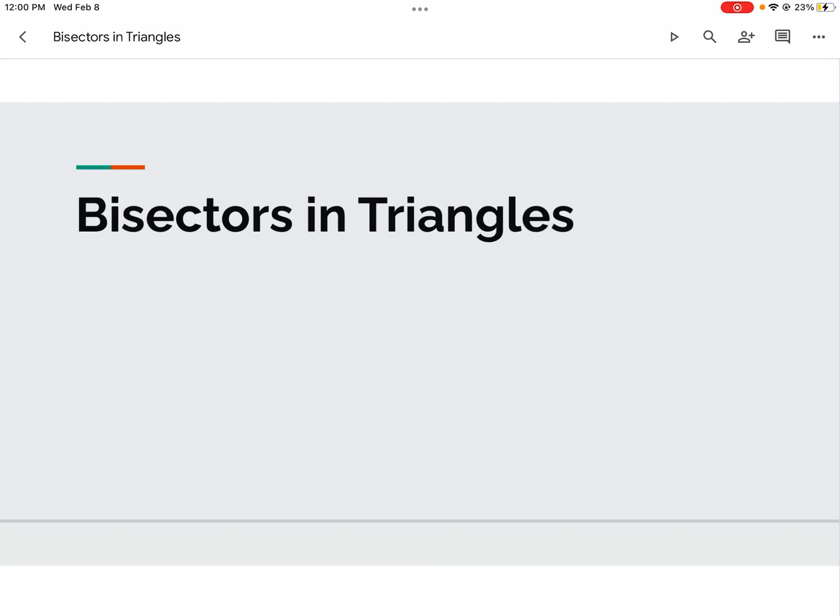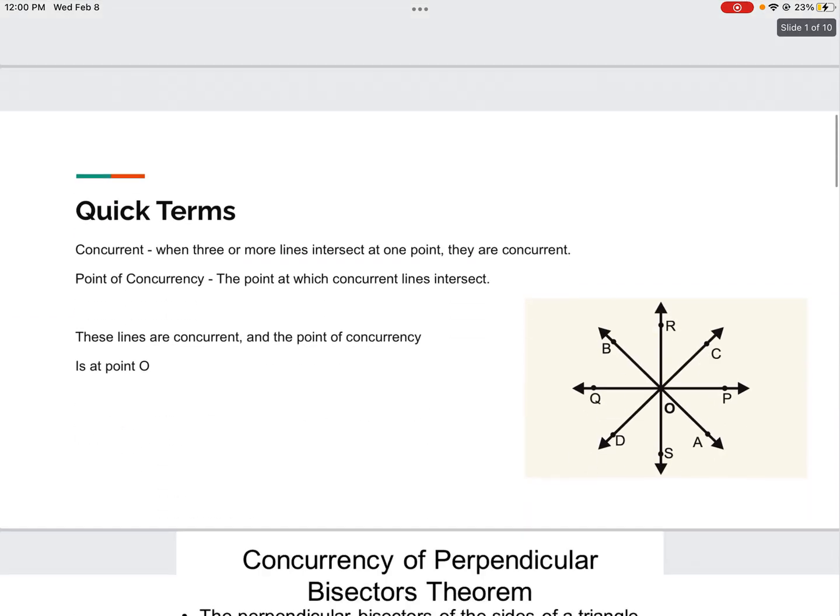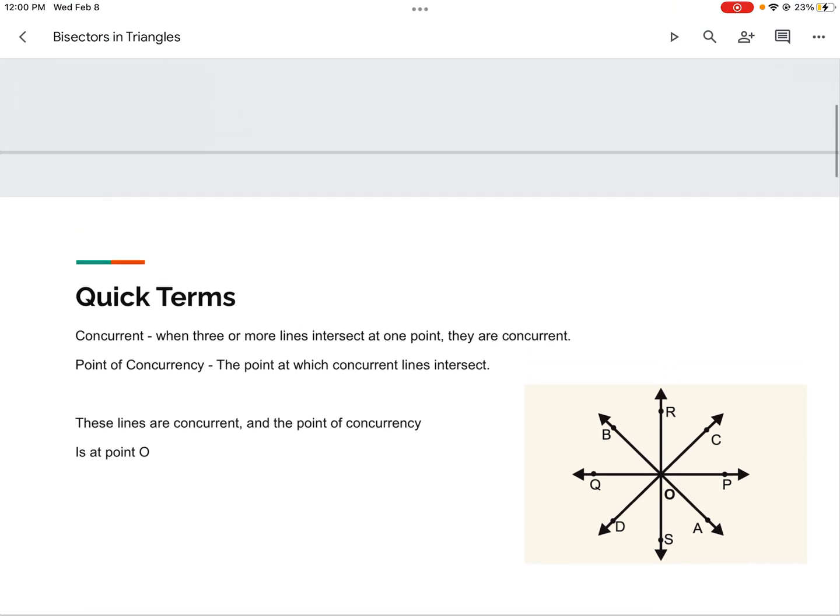All right, gentlemen, today we're going to be talking about the different bisectors that are going to appear in triangles, some of the relationships between them, and some new terms and things that we could do with these types of bisectors. So first things first, we've got a couple terms that we're going to talk about.